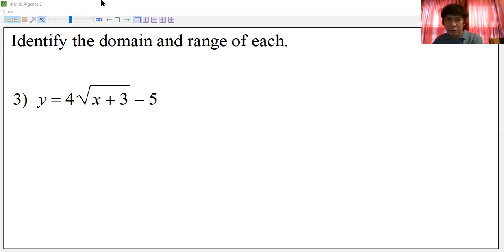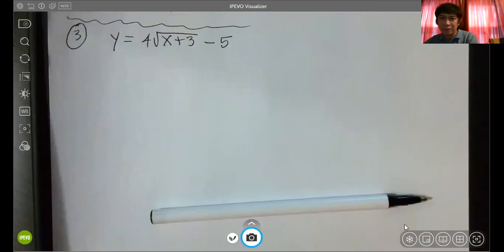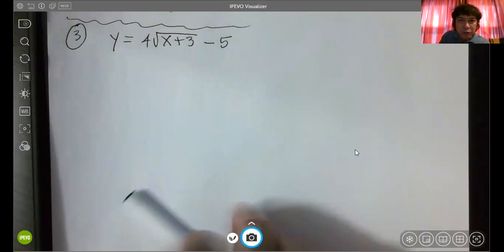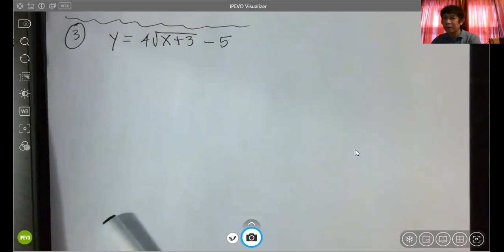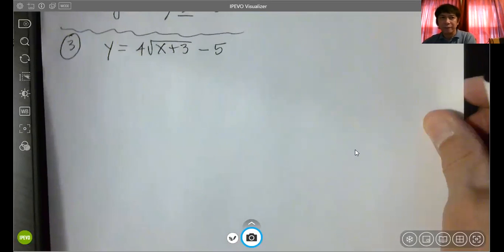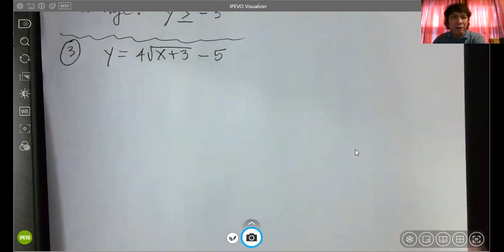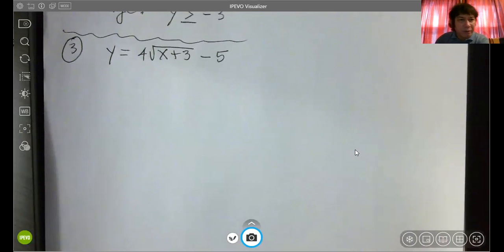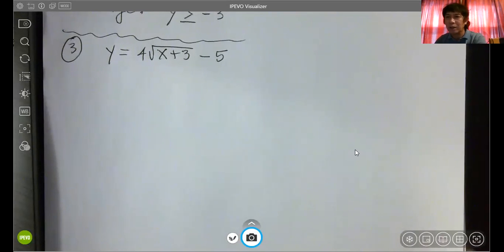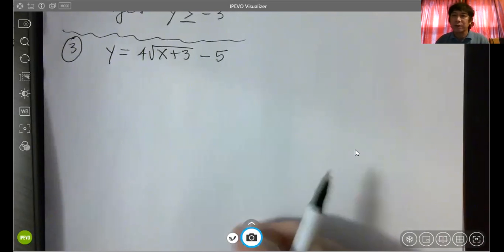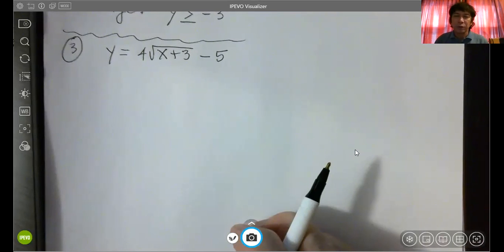Okay, let's slide it upwards so it will be the first line. Let me just arrange this there. I hope that's clearly visible. Our number 3 is y equals 4 times the square root of x plus 3, minus 5. We're asked to get the allowed values of x and the possible output range.